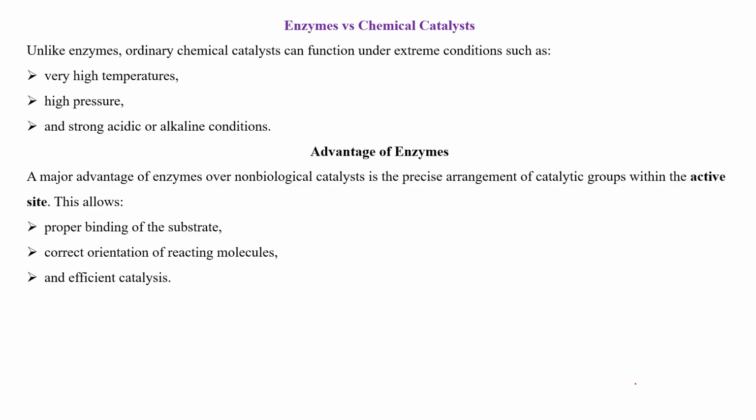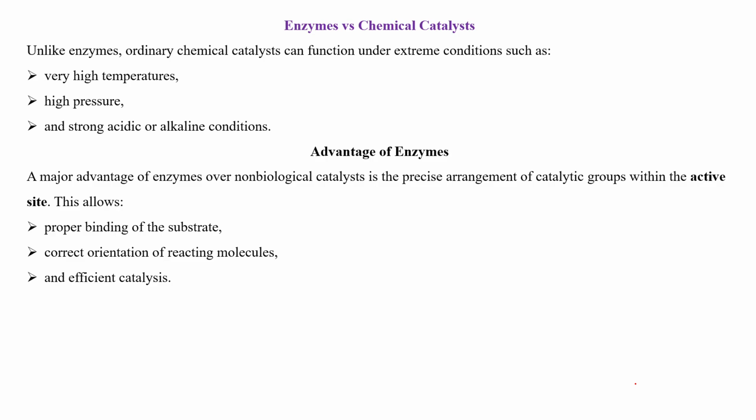Unlike enzymes, ordinary chemical catalysts can function under extreme conditions such as very high temperature, very high pressure, and strongly acidic or alkaline conditions. Enzymes cannot do that. Ordinary catalysts like H2SO4 can perform their functions under these conditions, but enzymes cannot. Enzymes will be denatured.